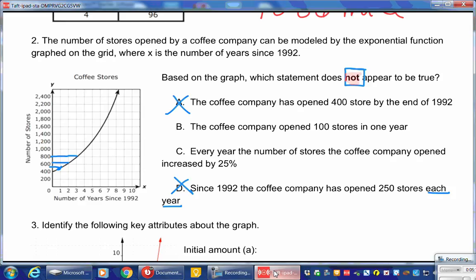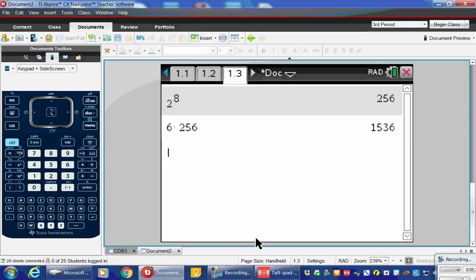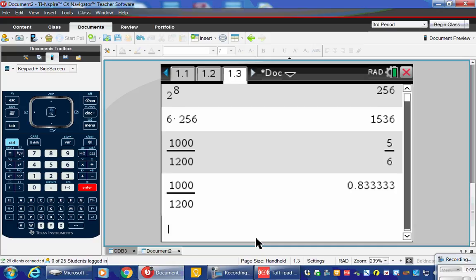So, let's test this 25%. Here at 4 years, that's 1,000. 5 years, it's about 1,200. So is that about 25%? So 1,000 divided by 1,200. It's about 83% growth.